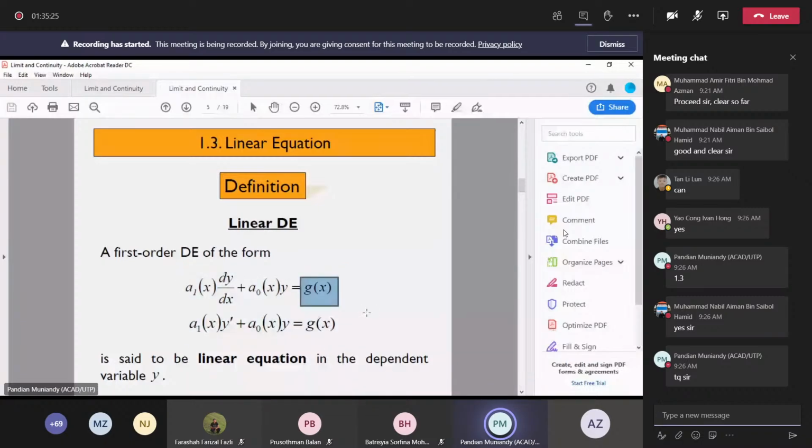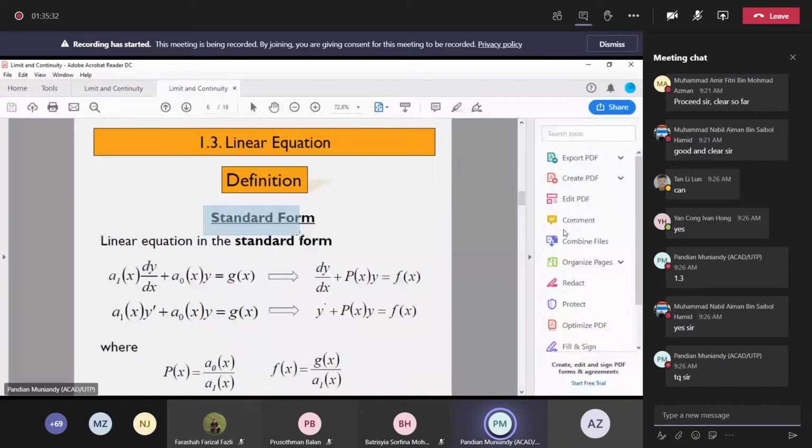So this is the general form, but we need the standard form. What is the standard form? The standard form is this one. So you divide by A1 and bring it to the right-hand side. A0 over A1 is P(x), and then g(x) over A1 is f(x). So dy/dx plus P(x) y equals f(x). Sometimes we use Q(x).